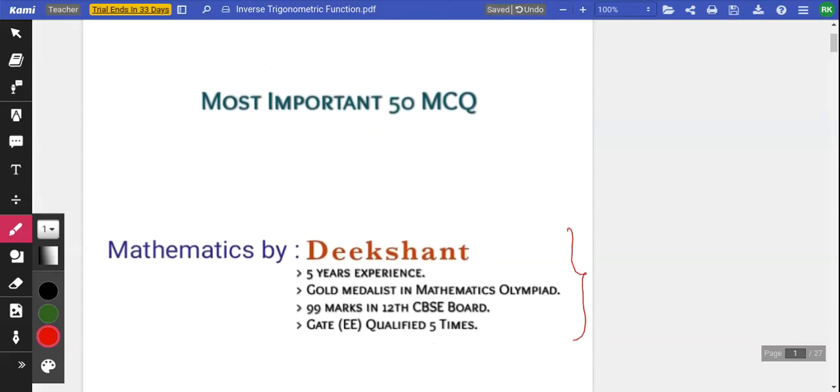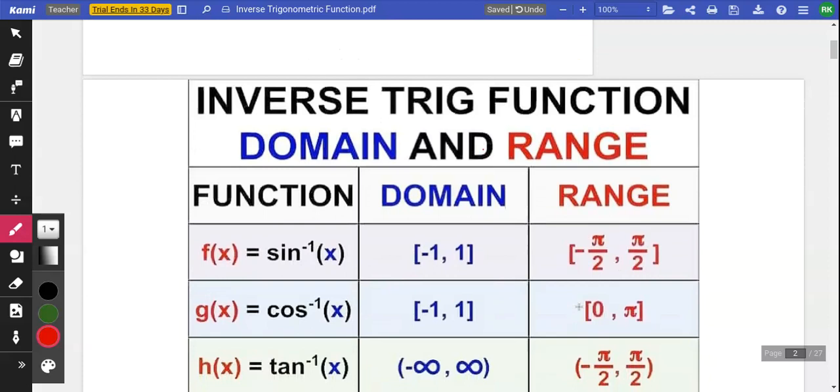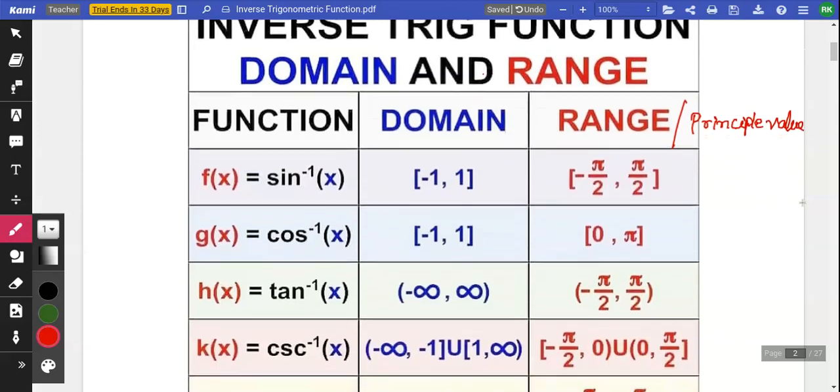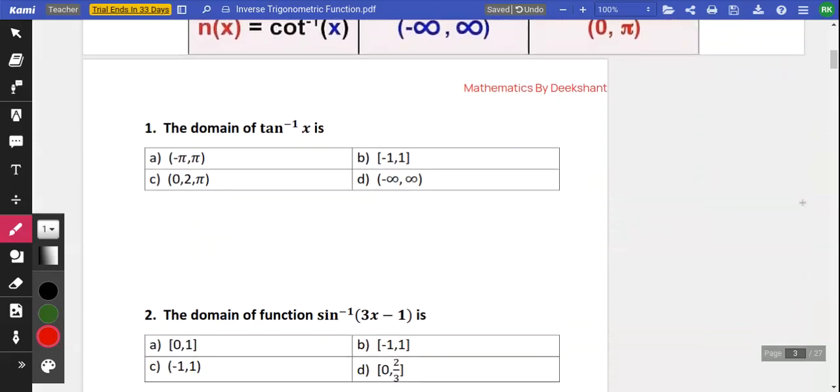Before going to start MCQs, you should know about domain and range of all inverse trigonometric functions. Range is sometimes called principal value. Now let's move to the first question. Domain of tan inverse x. The domain of tan inverse x is from minus infinity to plus infinity. So the correct answer is D.